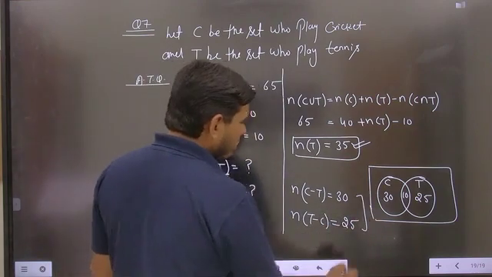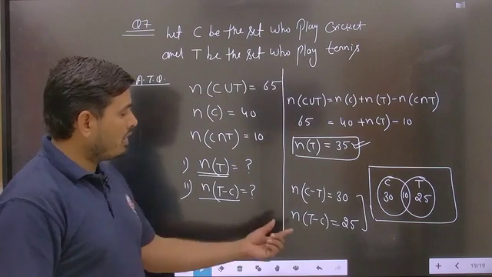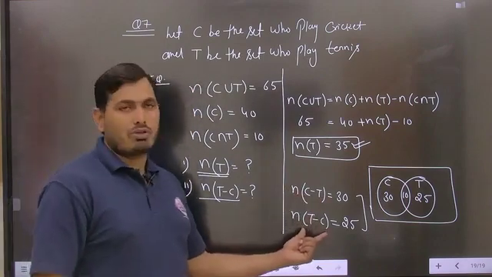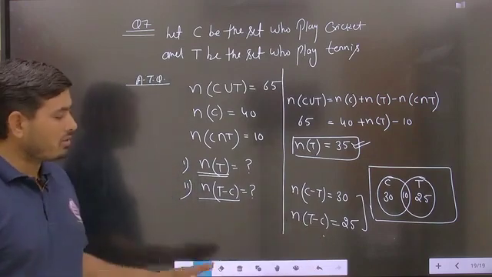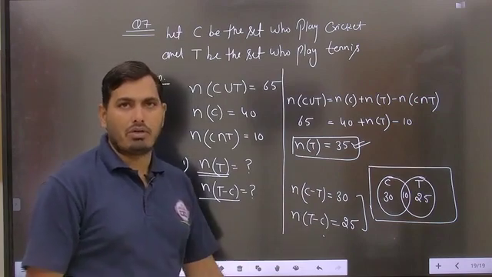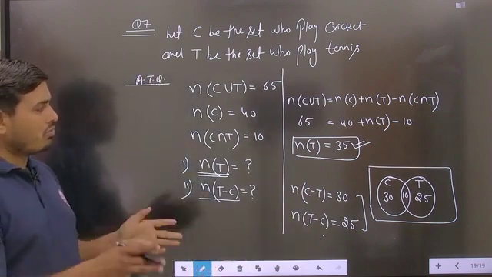So both the answers are to be represented as only cricket and only tennis. But in this question, we have to ask only this: T minus C means the persons who like only tennis, that should be equal to 25. Is that clear? So it is an easy question, student.